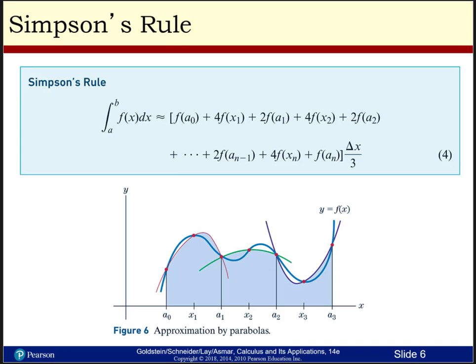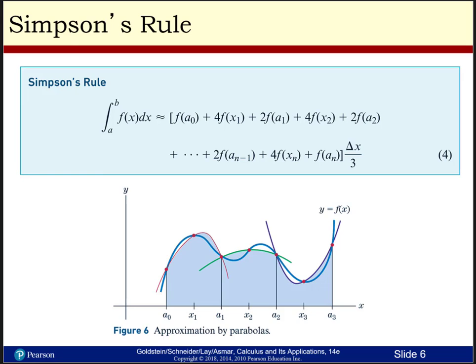There's another rule that you can do, and it's called Simpson's rule. Simpson's rule says that to calculate the integral, I find f at a0, plus 4 times f at x1, plus 2 times f at x2, plus 4 times f at x3, and so on, all the way to the end. Notice the beginning and end points don't have multipliers. And this is all times delta x over 3.